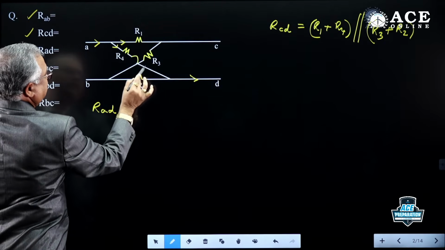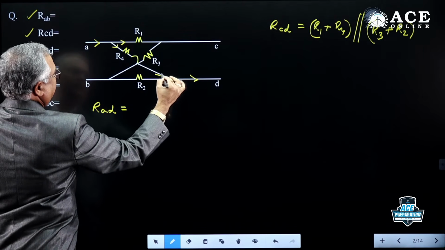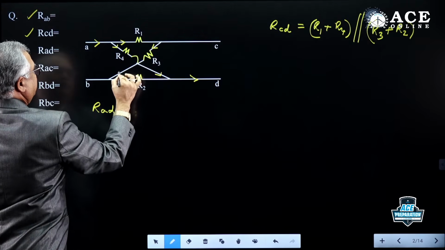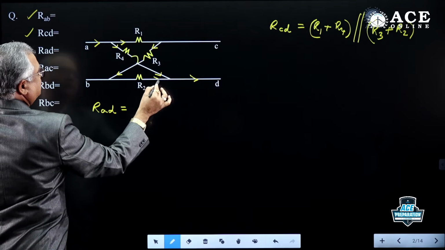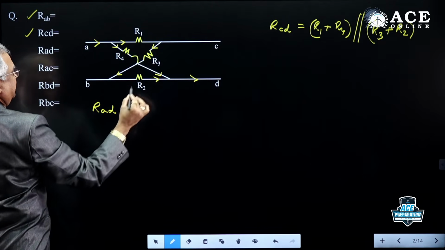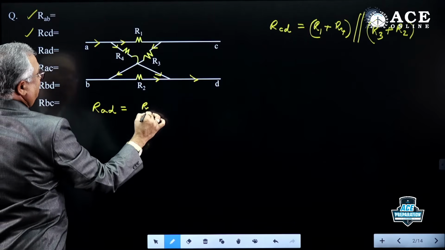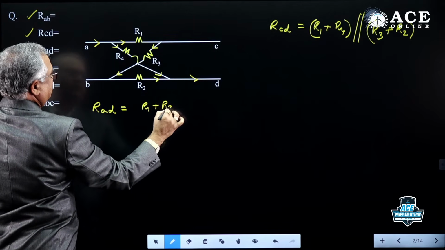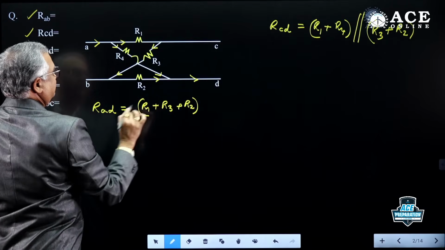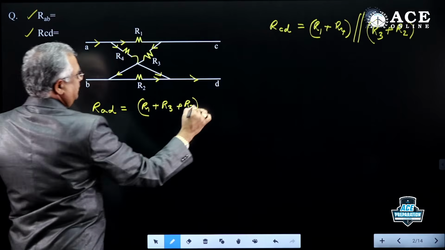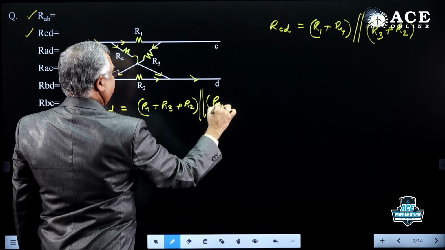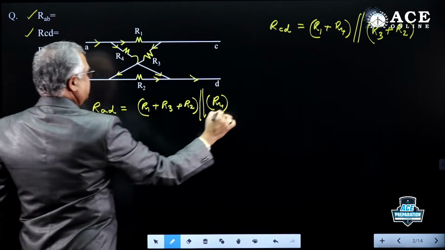This current is R4 here, and here this current is the same, here it is the same, here also the same. So the current being the same means these three are connected in series. So R1 plus R3 plus R2, these three in series, parallel with R4. So this is the answer.